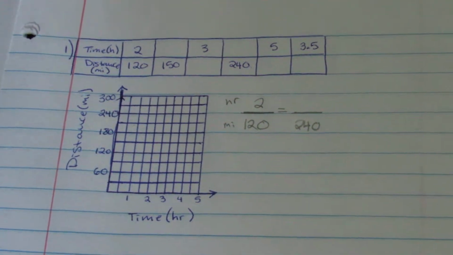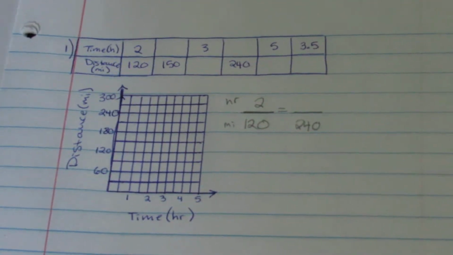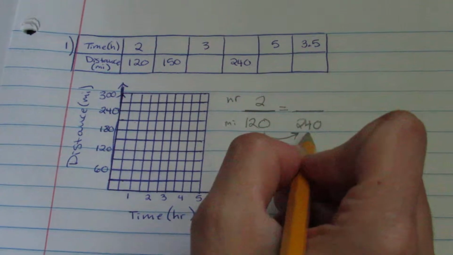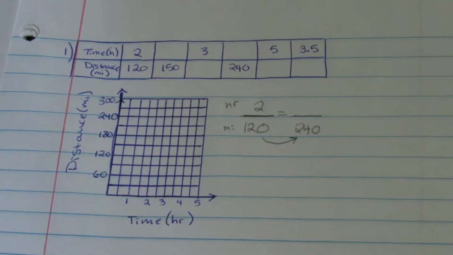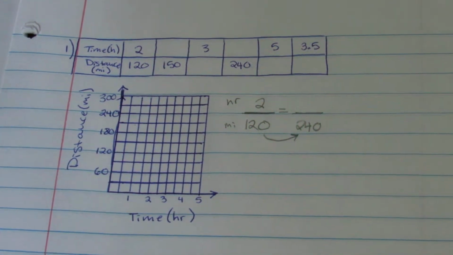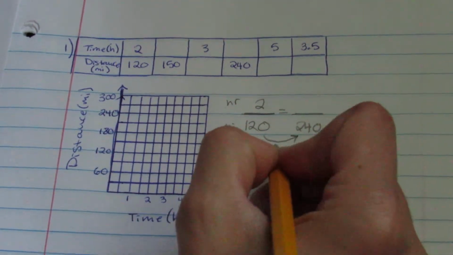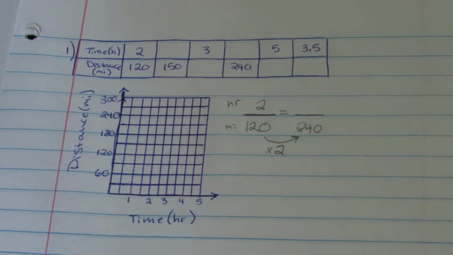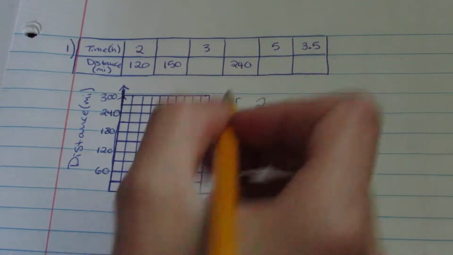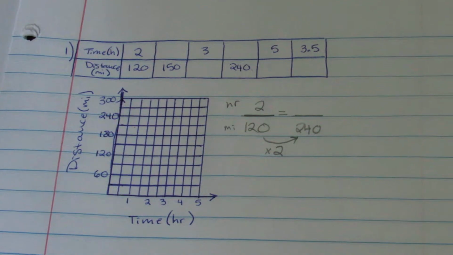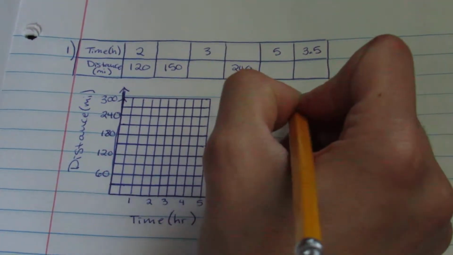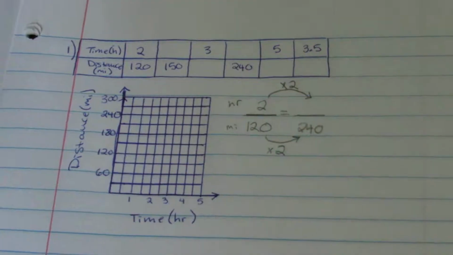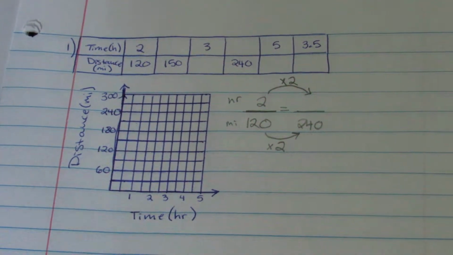Now, give me 1 second. Let me find my calculator. Now, you tell me, how did I get from 120 to 240? What did I multiply or divide by? If you said I multiplied by 2, you are correct. So whatever I do on the bottom, I need to do for my numerator, right? So I multiplied my denominator by 2, so I'm going to multiply my numerator by 2 as well. So 2 times 2 is what?